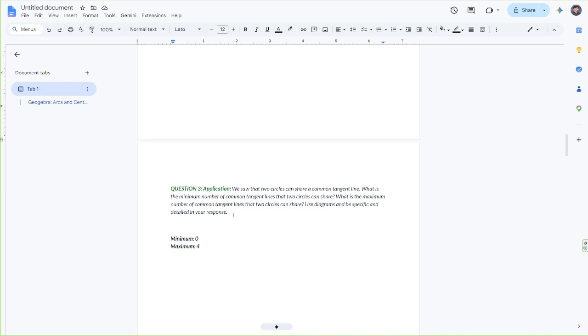And question 3, we saw that 2 circles can share a common tangent line. What is the minimum number of common tangent lines that 2 circles can share? What is the maximum number of common tangent lines that 2 circles can share? So the minimum is 0 and the maximum is 4.